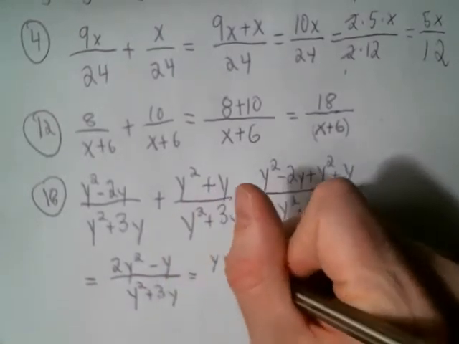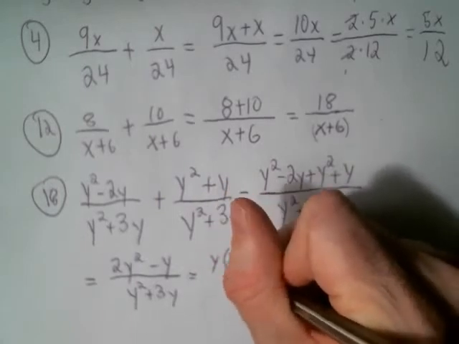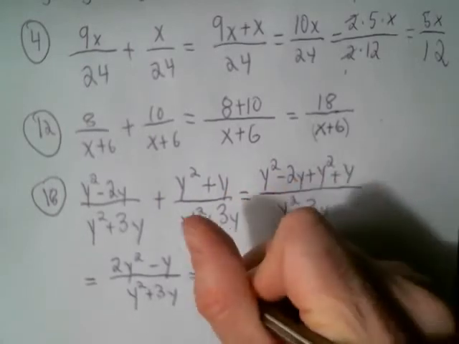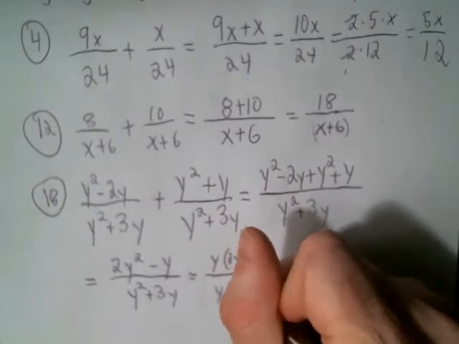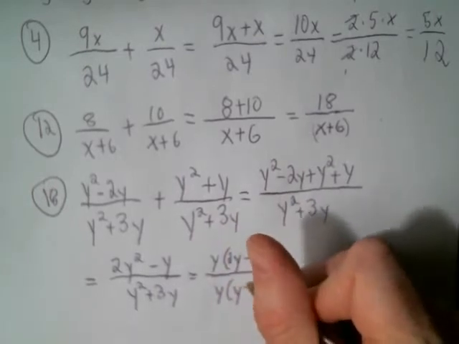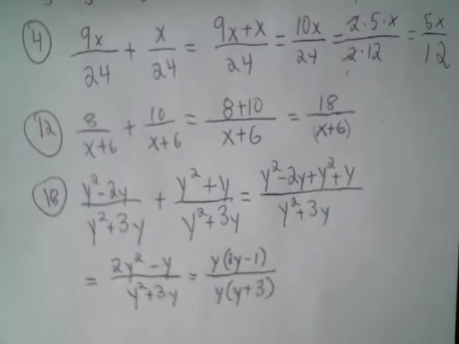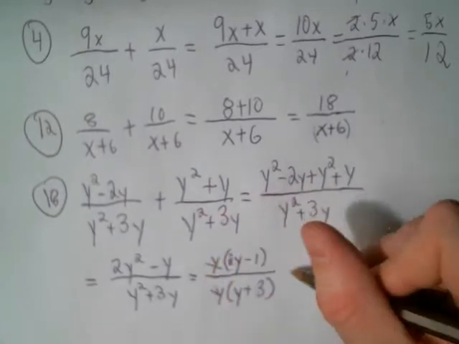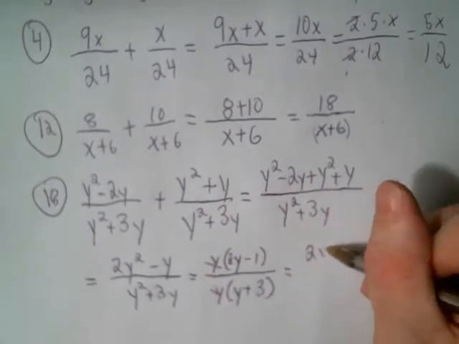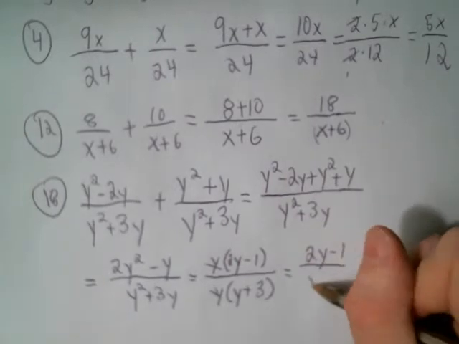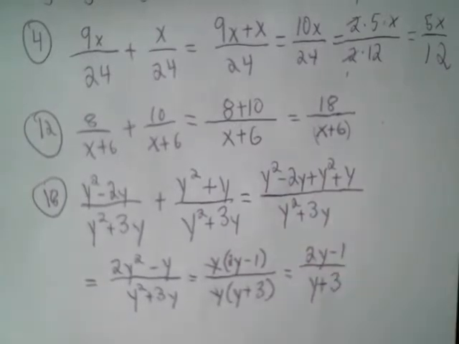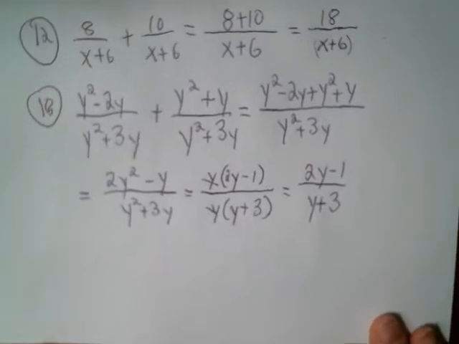So in the top, I can remove a y, and I'll be left with 2y minus 1. In the denominator, you can also factor out a y. You're left with y plus 3. Then y over y is the same as 1 over 1, so you're left with 2y minus 1 all over the factor of y plus 3. And that's it.